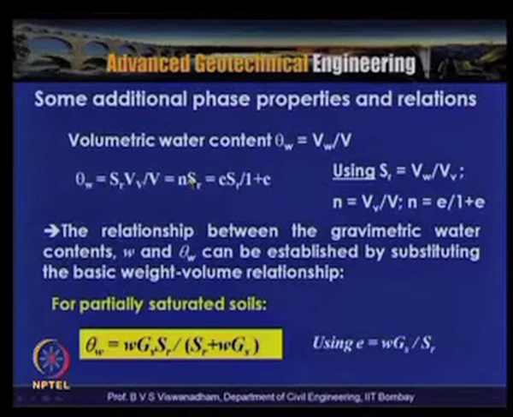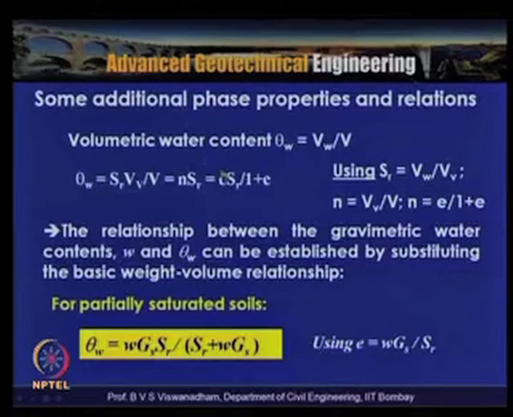So, here by using n is equal to e divided by 1 plus e, we can write e Sr divided by 1 plus e. So, if you wanted to get the relationship between the gravimetric water content, which is what we have defined conventionally as the water content, and theta w, the volumetric water content, we can actually obtain it for a partially saturated soil by substituting e is equal to w Gs by Sr.